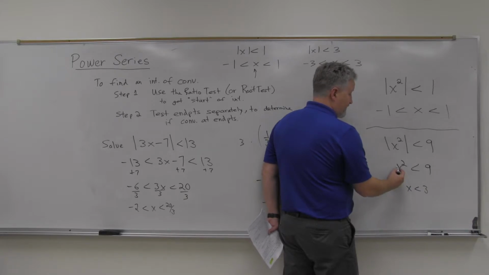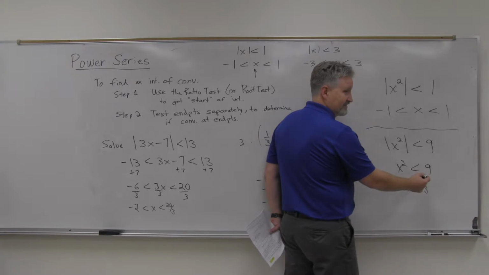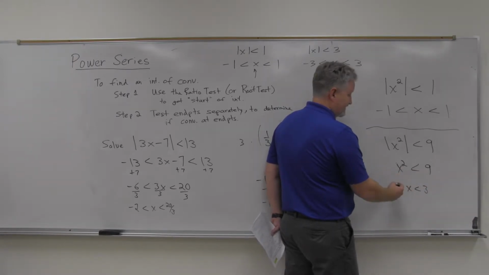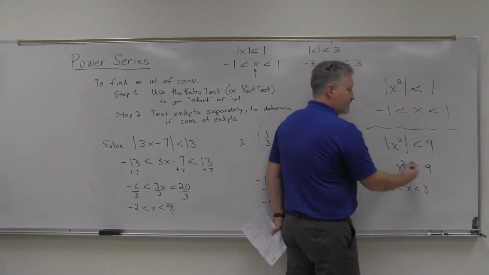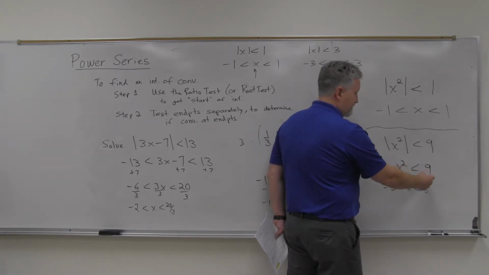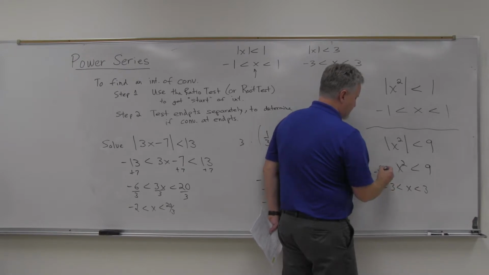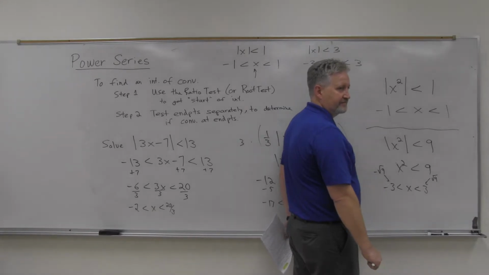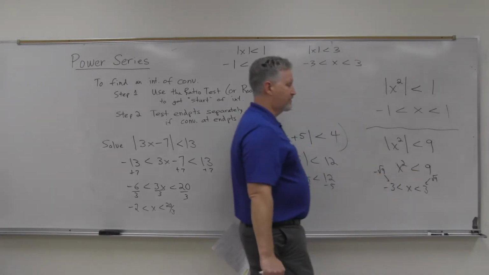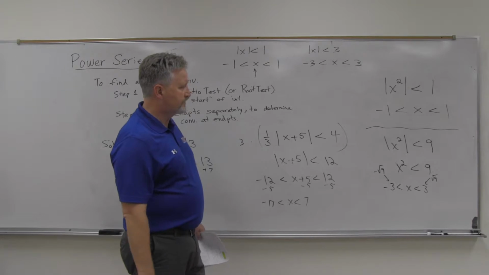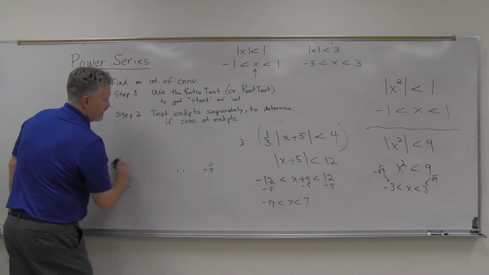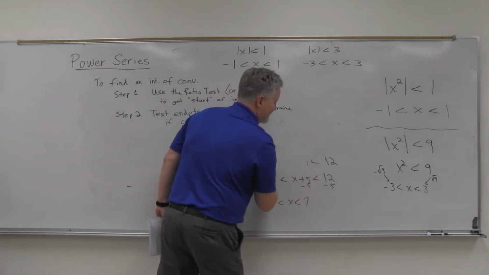But what if I did x is negative 4? That'd be 16. That's not less than 9, is it? So there's a limit down to it. What is it? Negative 3. Yeah, so if you've got x squared is less than a number, notice it's minus the square root of 9 to positive square root of 9, right? The x is between the square roots instead.